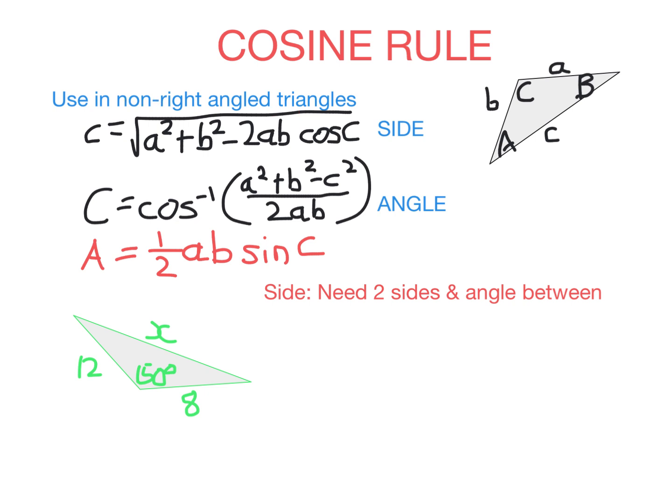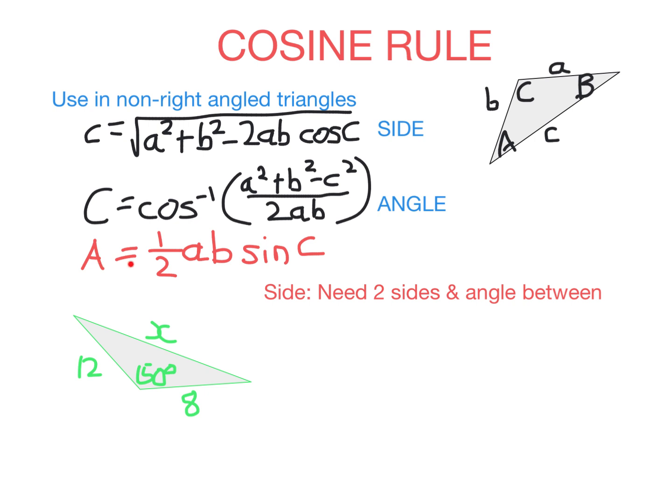So you might be thinking to yourself, well, why do we need the cosine rule if we have the sine rule? The reason is that you can use the cosine rule when you can't use the sine rule, and conversely, you use the sine rule when you can't use the cosine rule. So in most questions, you will only be able to use one of these two rules. So this is the cosine rule for a side and for an angle.